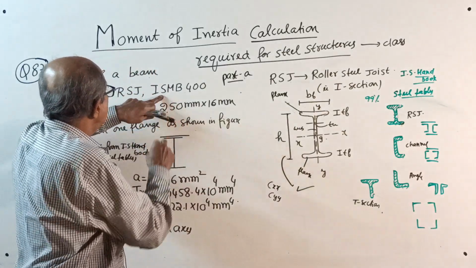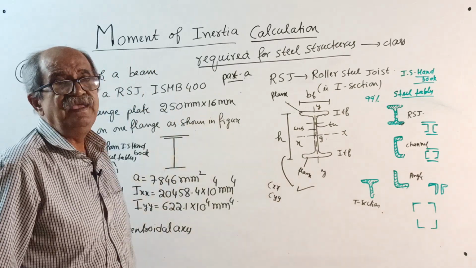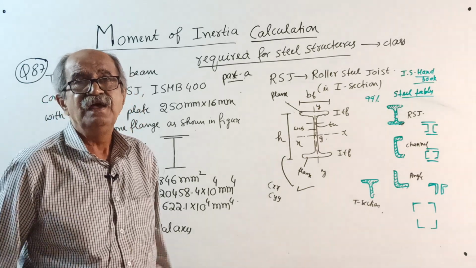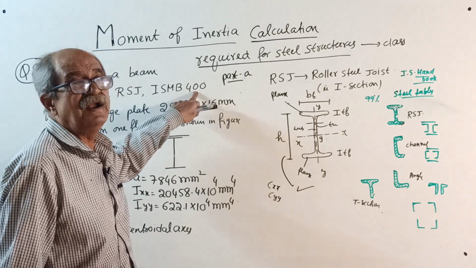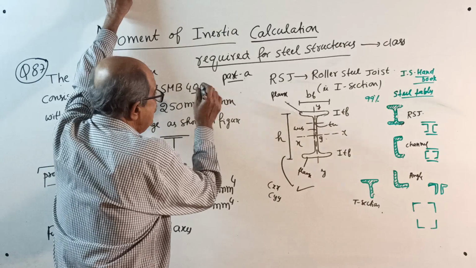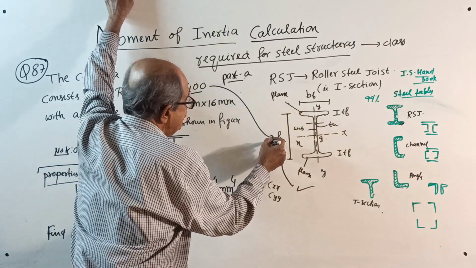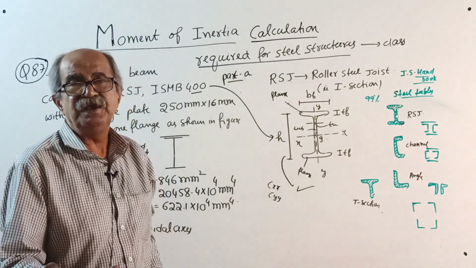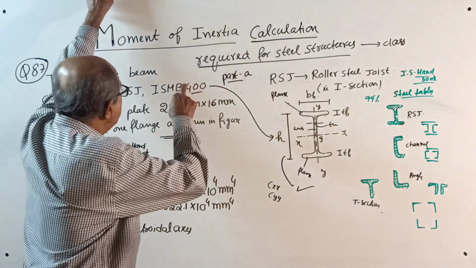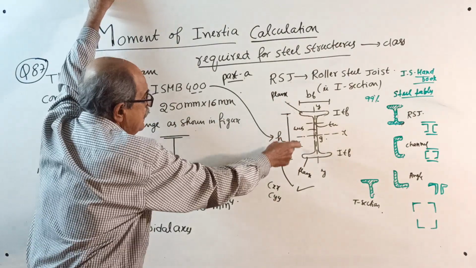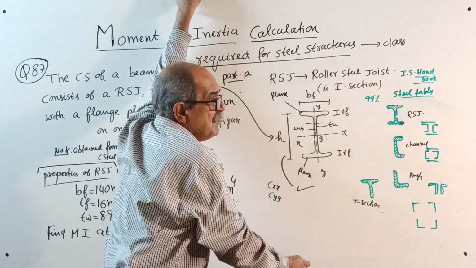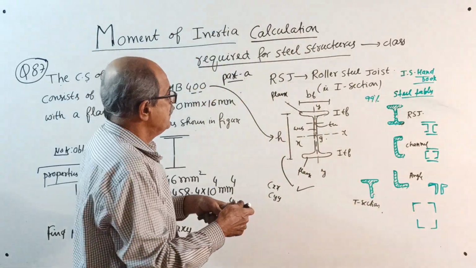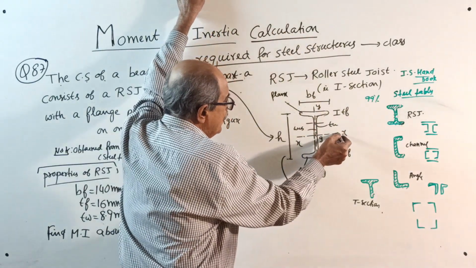The I sections available are ISLB, ISMB, ISWB, ISHB, etc. The number given, say 400, is nothing but the depth of section H. It will not be told once again. In the property table, depth is also given, but I won't give it, because whatever number is given here is nothing but the depth of section measured along the web, this way, total depth.